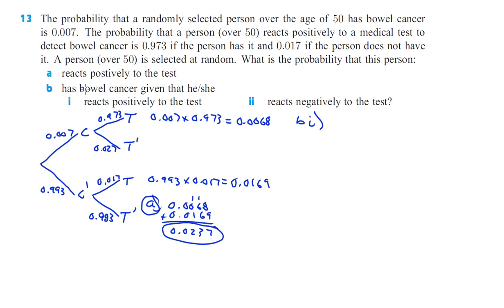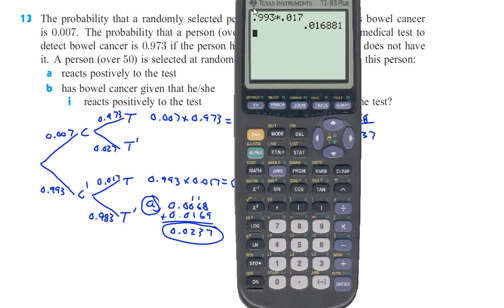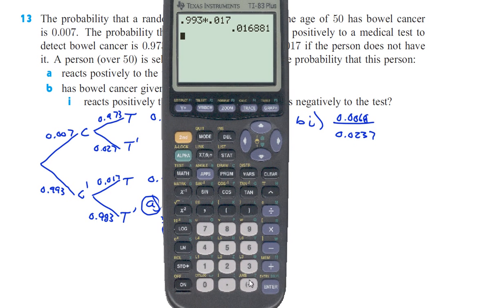What's the probability this person has bowel cancer given that he or she reacts positively to the test? Okay, so reacting positively to the test is this here. So that's our denominator, because it says given that they react positively to the test, so that's 0.0237. What's the probability that they have the cancer? So that would be this one up here. So it's 0.0068 divided by 0.0237.